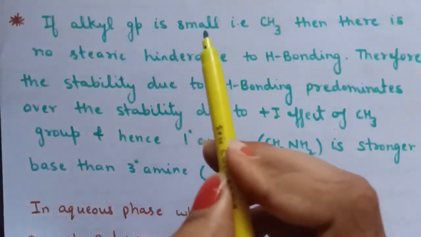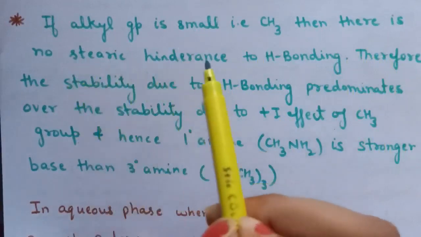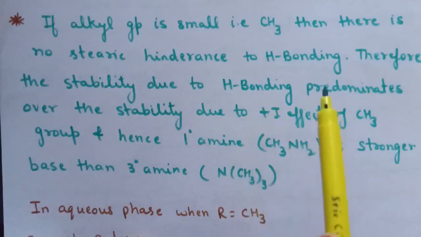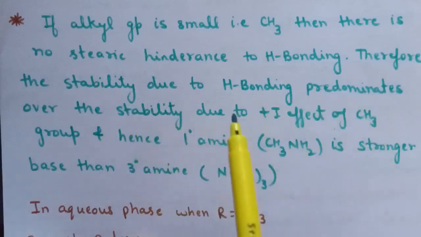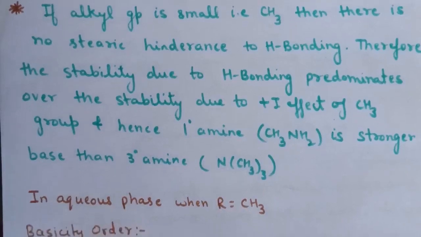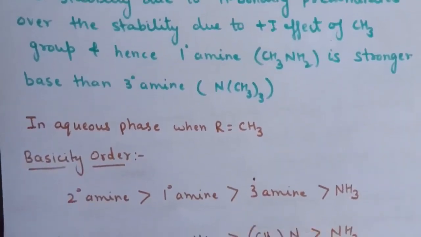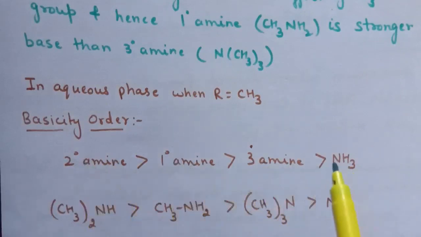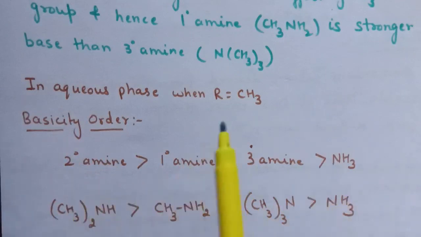If alkyl group is small, that is CH3, then there is no steric hindrance to hydrogen bonding. Therefore, the stability due to hydrogen bonding predominates over the stability due to plus I effect of CH3 group, and hence primary amine is stronger base than tertiary amine. So if R group is CH3 group, then the basicity order in aqueous phase is: secondary amines are the strongest base, then primary amine, tertiary amine, and then ammonia. This is the order when R group is CH3. The basicity order is secondary, primary, tertiary, and ammonia.